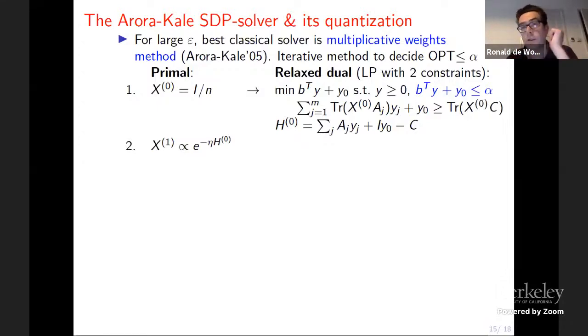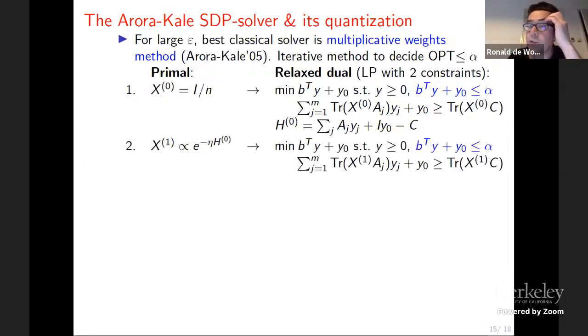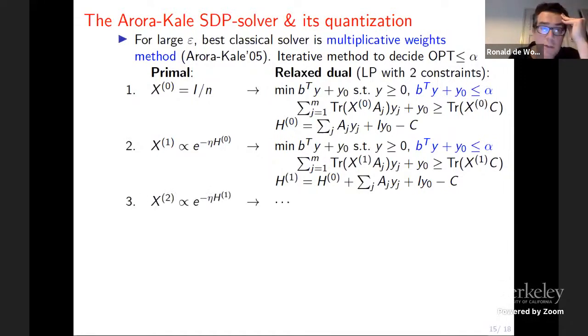This again induces another relaxed dual, again with only 2 linear constraints, which is either infeasible and then I'm done, or I can solve it. If I can solve it, this gives me an update for the matrix H. So I get a new matrix H1. This I can use to define my next point, X2, etc. And this bounces back and forth between all sorts of imperfect primal solutions and imperfect dual solutions. And then a miracle occurs, the miracle of the multiplicative weights method.